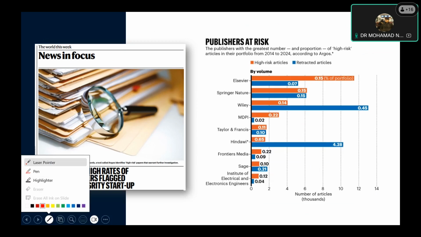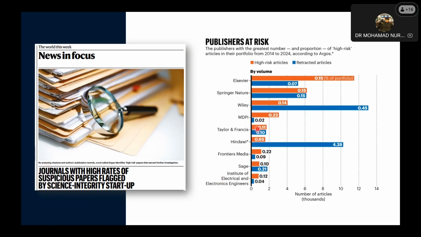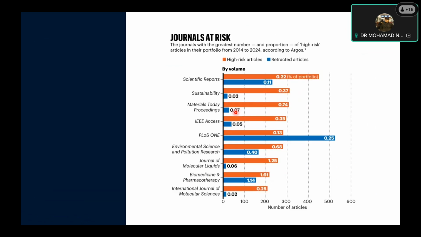MDPI has been included regarding integrity. So MDPI and Hindawi are the serious problems. I think during my master's they also had problems about this. So journals at risk: Scientific Reports, because I'm not sure about the quality of papers in Scientific Reports, and if you have money, you can publish. These are the keywords: Scientific Reports, plus ones.